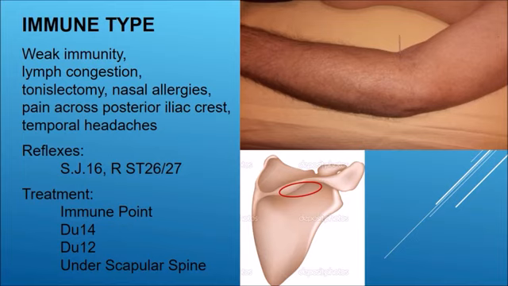Combine the immune points with other points according to what other types are being correlated. For example, with spleen 9 for appendix type or nasal allergy type, or with lung 5 for the lung type, etc. Weak ligaments are also correlated with weak immunity, and we use the immune point often for knee injuries or inguinal ligament issues.